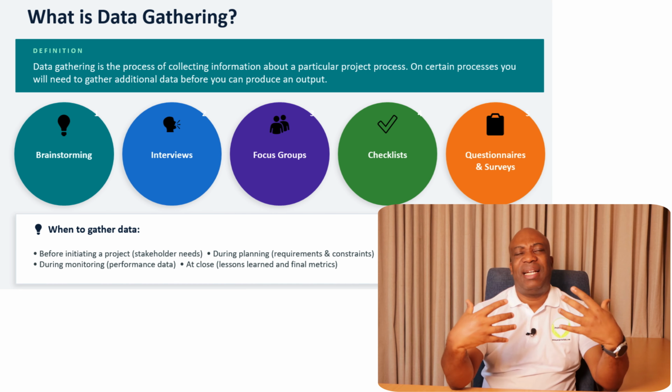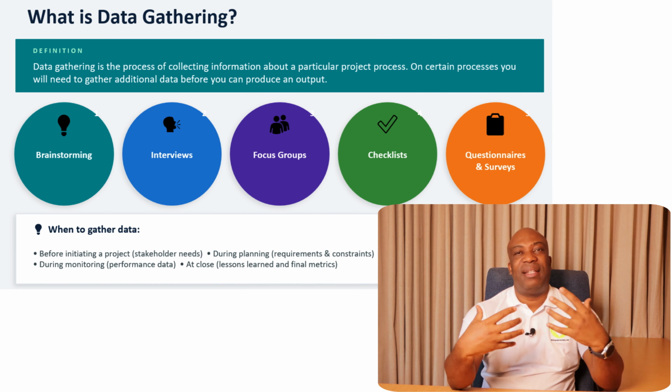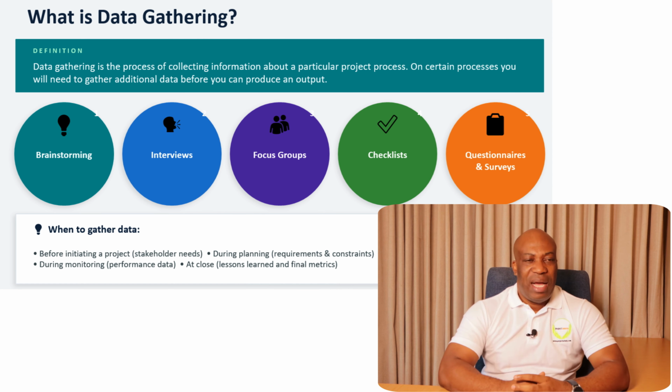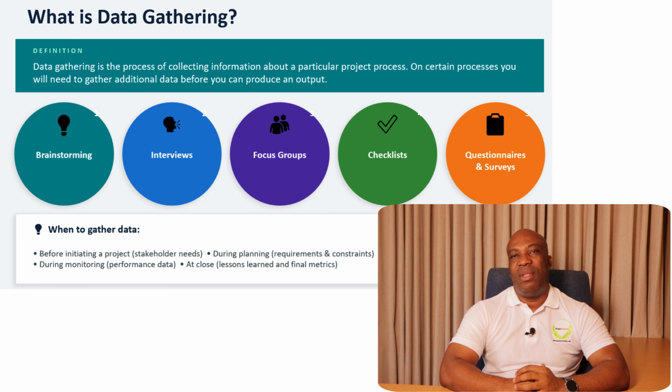So what exactly is data gathering? Data gathering is a way of collecting information about a particular project process and then using that information to execute the project. So that's a simple definition: you're collecting information in a project environment and then you use that information for additional decision making, analysis, or even representation. So there are so many ways to gather information or data in a project environment.